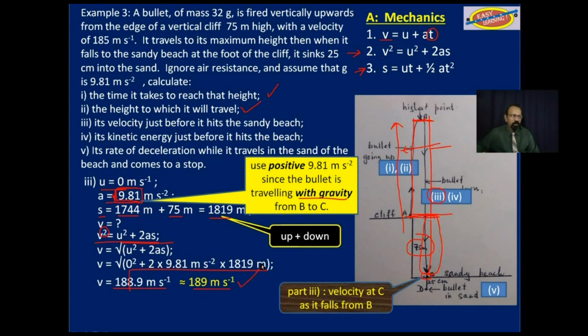That should suffice for CSEC. But if you want to make doubly sure, you can always add half of the position where you are rounding off and say 189 plus or minus 0.5 meters per second.